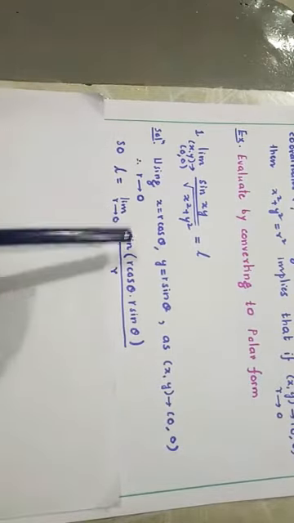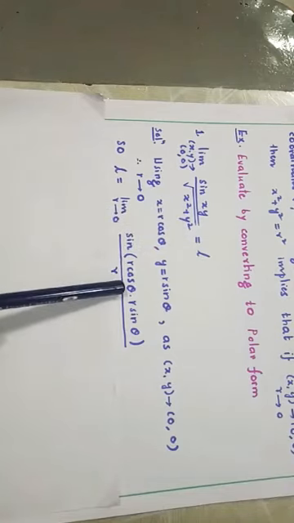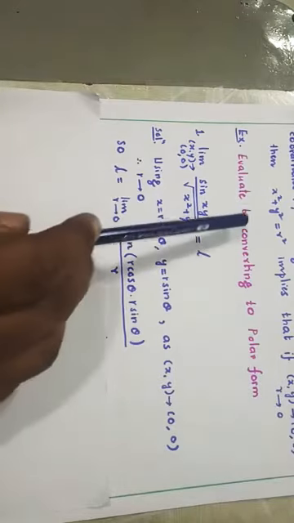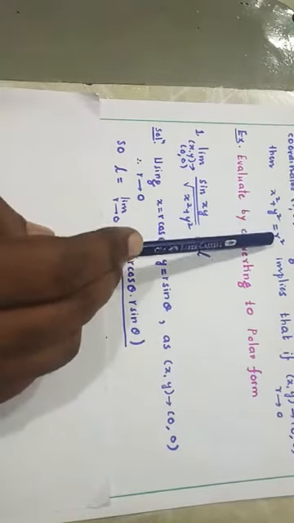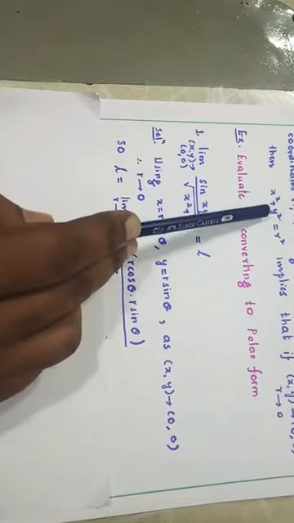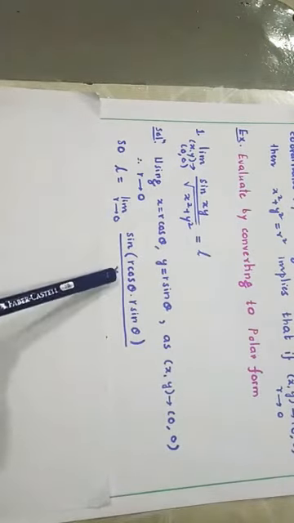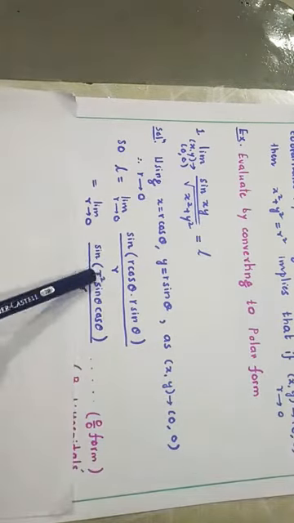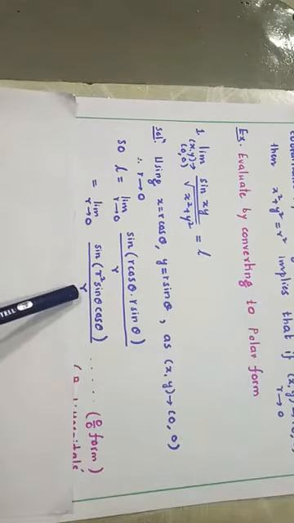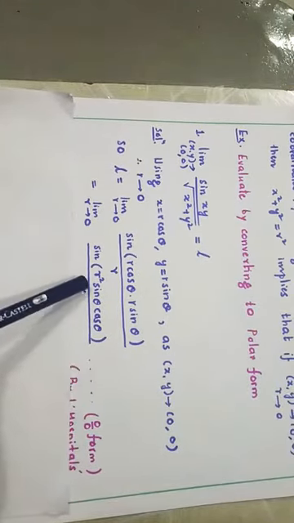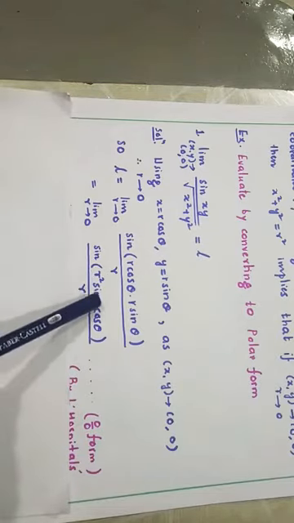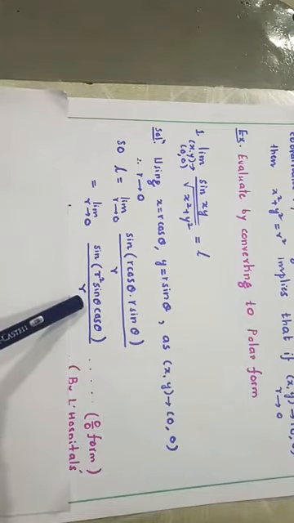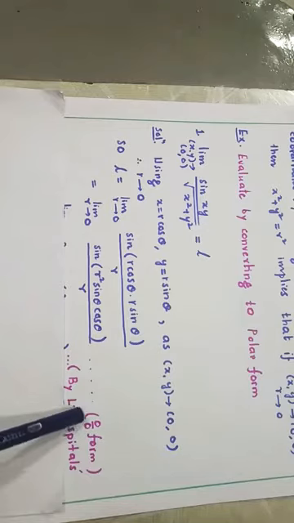Therefore the limit becomes the limit as r tends to 0 of sine of xy upon r, where x is r cos theta and y is r sin theta, because r is the square root of x square plus y square. This limit becomes sine of r square sine theta cos theta upon r. When r tends to 0, sine of r square tends to 0 and r in the denominator tends to 0. Therefore this is a 0 by 0 form, an indeterminate form of limit.